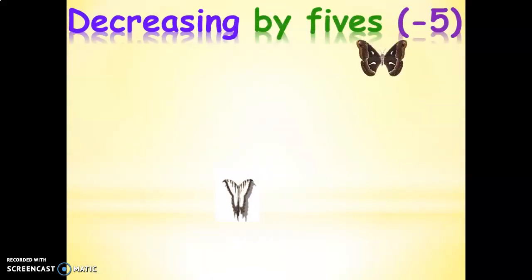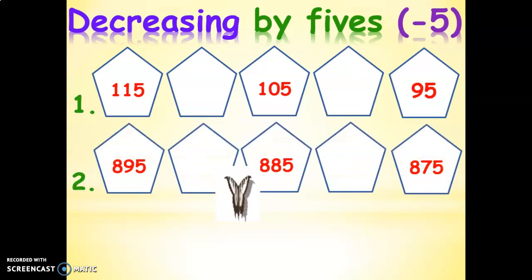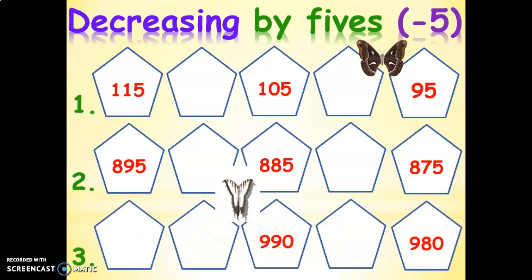If you had enough examples for numbers decreasing by 5s, try to think of the answer for this drill. Find the answer for number 1, and then complete number 2. And then finish answering number 3. Again, you have to do decreasing by 5s. Think of the number that is 5 less than the given number, or simply do minus 5. Try to think of your answers.